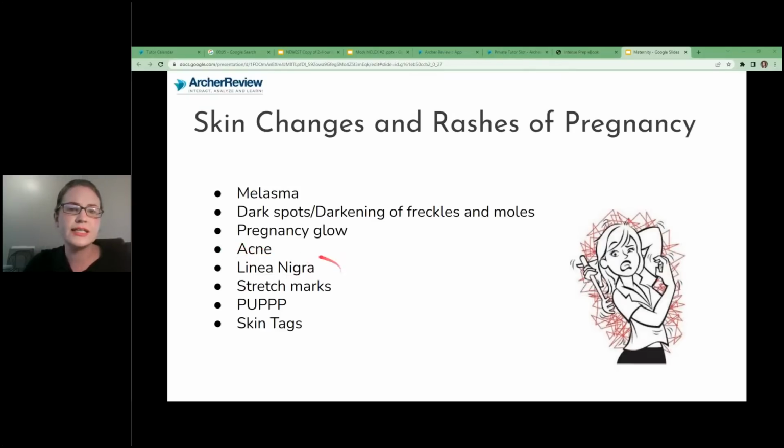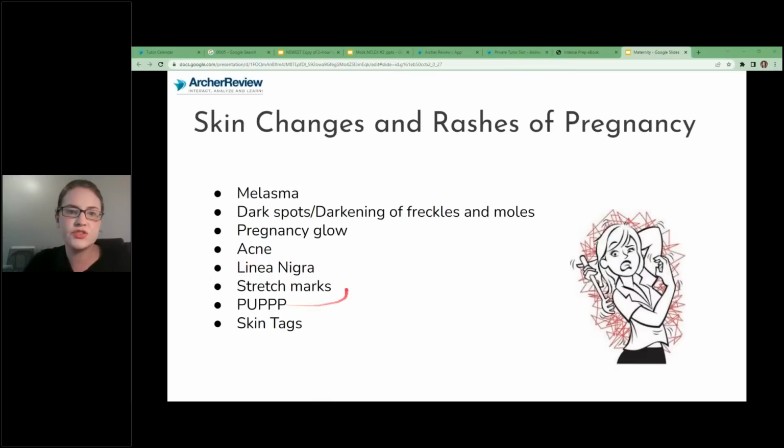There's also the linea nigra. What is this? Well, that's that dark line that extends from the top of the abdomen all the way to the bottom, and it kind of divides the abdomen in half. Most women do get this, and again, oftentimes it will fade after pregnancy, but not always. Some women get that permanently.